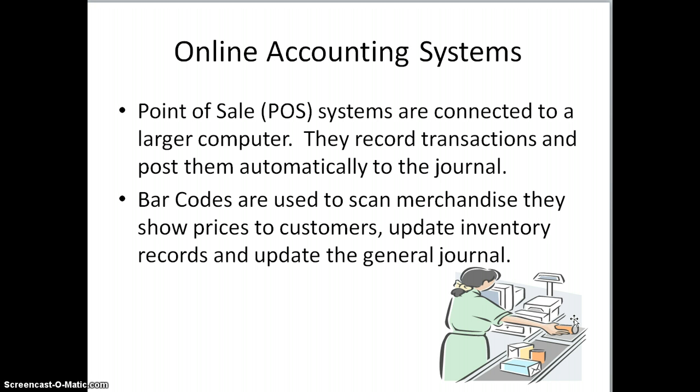And of course you probably know this, but barcodes that are on the products we buy are used to scan the merchandise. They do lots of things. They show the prices to the customers. They update the inventory records, and they update the general journals. You record the sales information, sales tax information, inventory information, and it helps to keep our record keeping. You always know what kind of inventory levels you have.